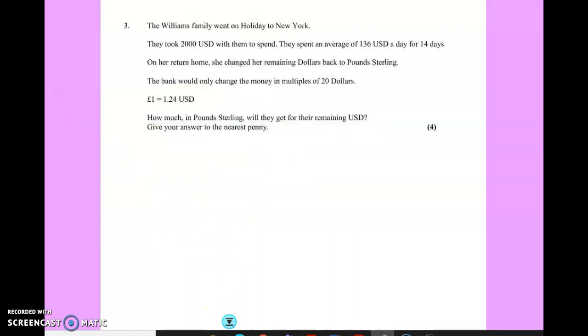Number 3. William's family went on holiday to New York. They took $2,000 with them. They spent an average of $136 for 14 days. I'll deal with that part before I keep reading. So 136 times 14. They spent $1,904. On return home, they changed the remaining dollars back to pounds. Let's take it away.